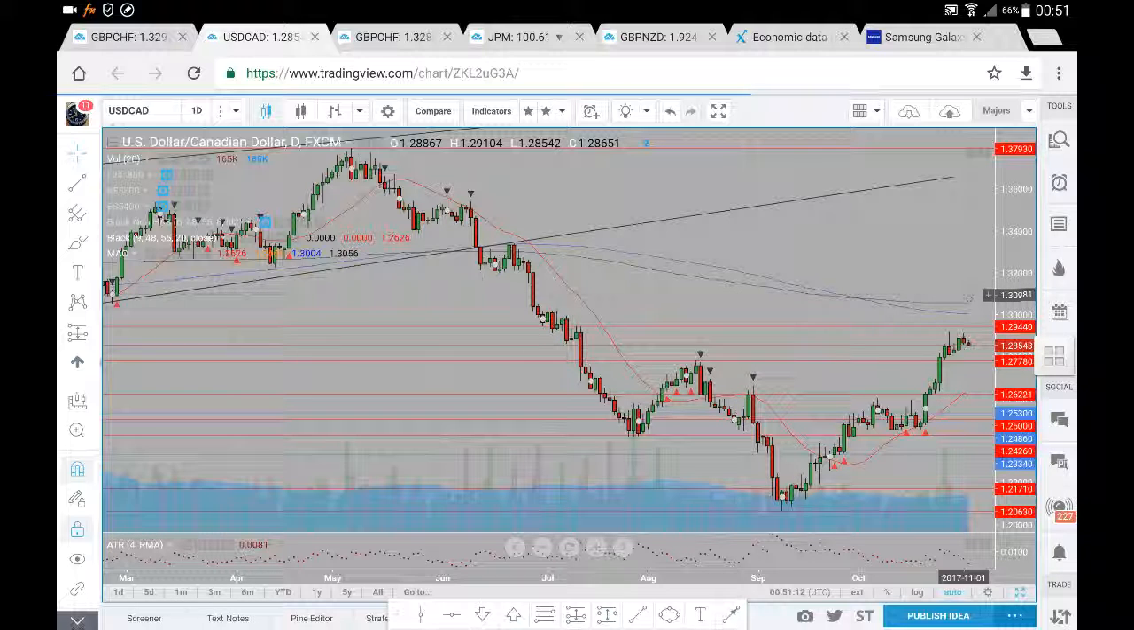Now at 130, we do have the 200 period average currently sitting at 130, coupled with it being a psychological round number, so we may see some resistance coming into the market if we do clear 129.44. So that should wrap up the US dollar analysis.